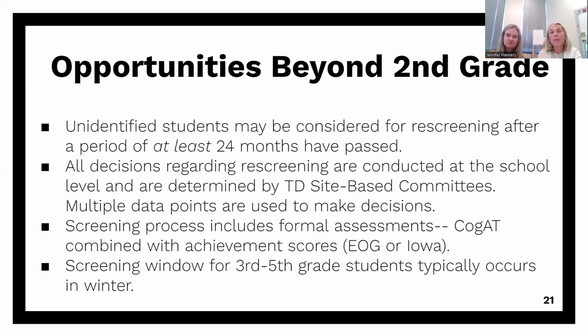Okay, so we do have opportunities beyond second grade. Second grade is not the only time that you can be assessed for giftedness. Any unidentified students could be considered for rescreening after a period of at least 24 months have passed. All decisions regarding rescreening for scholars are conducted at the school level, and it's determined by a TD site-based committee. We need multiple data points to make those decisions, to make sure it's a good fit to put them through another assessment.